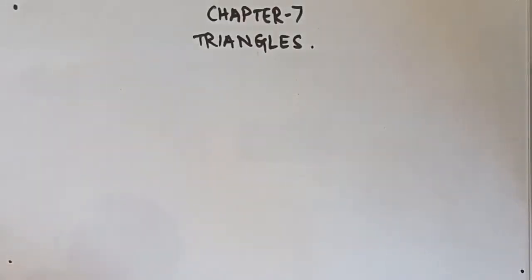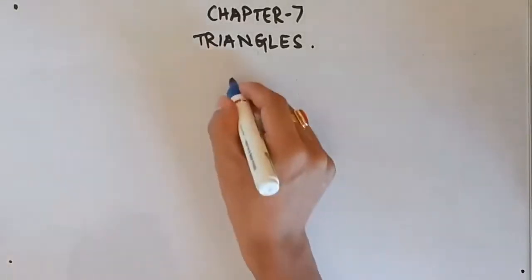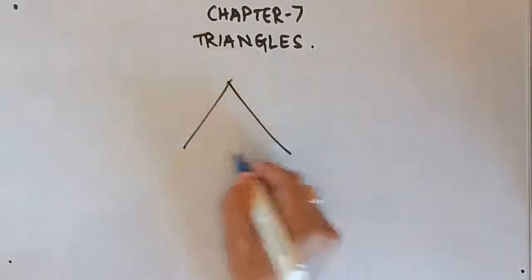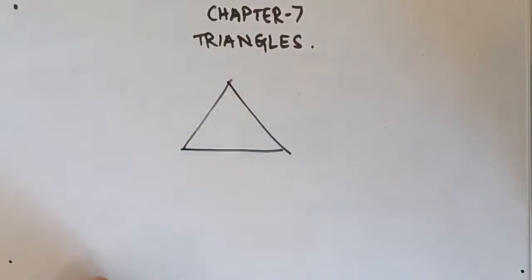Welcome back, students. Today in this session, we're going to start chapter number 7, triangles. In this chapter, you're going to learn about congruence of triangles, some of the criteria for congruence of triangles, and some properties of triangles. So, let us start by knowing what is a triangle. A triangle is a polygon having 3 sides. So any polygon having 3 sides is called a triangle.